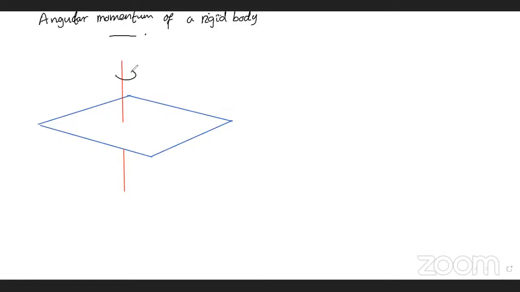Okay, and let's take this. Then there are particles, because this is a rigid body. Let's say the rigid body is composed of a large number of particles. So I'm considering the particles on this body, similar to the rotational kinetic energy we thought about, rotating with the angular velocity omega.